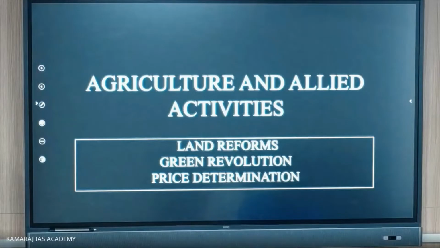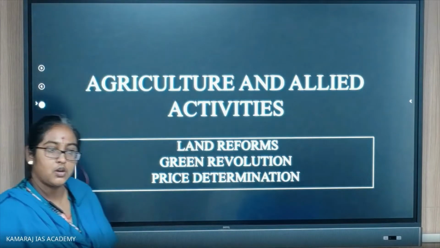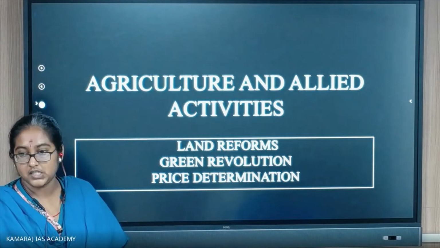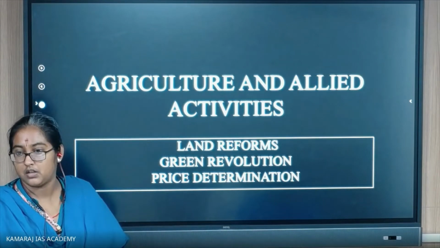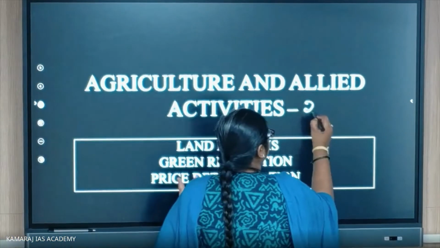So in today's class, we will start with agriculture and allied sector. Earlier, we have seen all those conceptual items, right? So from this section, we will be talking about the various sectors: agriculture separately, industry and infrastructure. Agriculture and allied activities, we'll be doing in two classes.